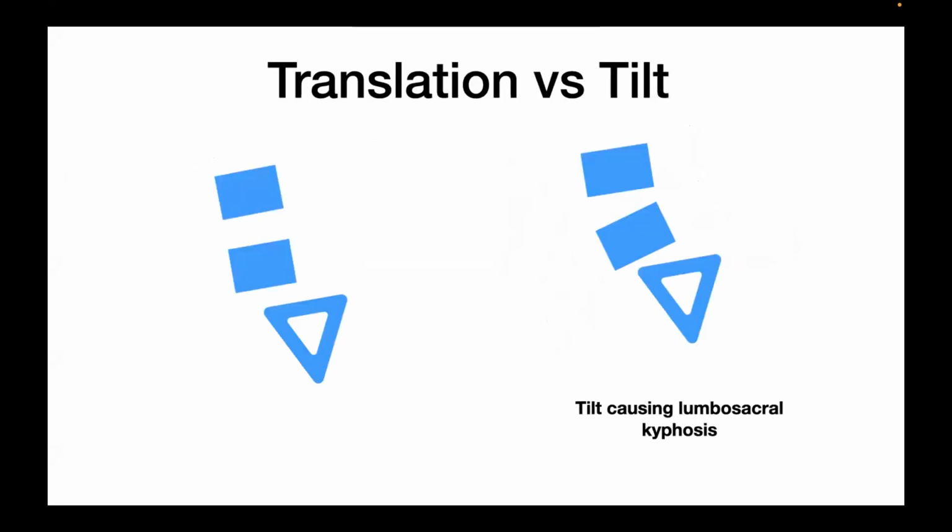Coming to translation versus tilt. In the figure on the left side, we can see there is a translation happening at the lumbosacral junction, but when we measure the slip angle, it is hardly 5 to 10 degrees. But in the figure on the right side, there is a tilt happening in the L5 vertebra. When we measure the slip angle, it corresponds to more than 40 to 50 degrees, and this tilt causes lumbosacral kyphosis, which alters the spinal sagittal balance.